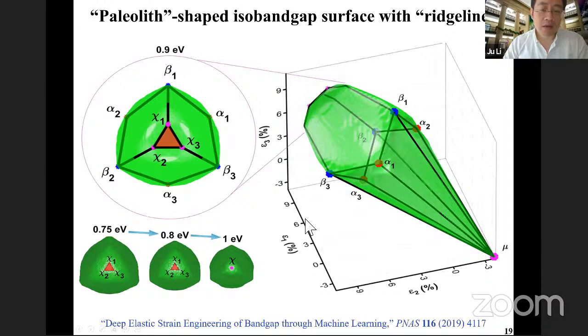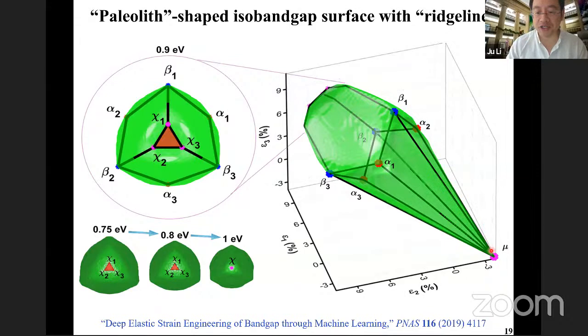Another benefit of machine learning is it allows us to quickly visualize topological transitions. So what you see here looks like a Tresca yield surface. It is in the three normal strain component space, we can visualize a six dimension. So this is a reduced version. This is a band gap isosurface. So if you want to look at all the 0.9 eV band gap silicon, then these are the strains that give you that. And you see that it has these discontinuous ridges.